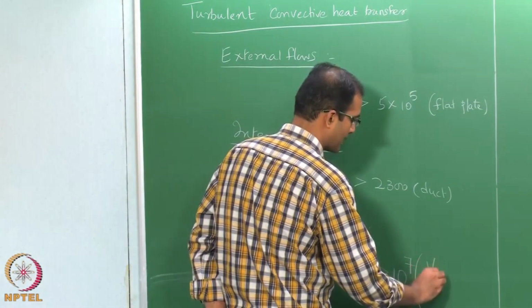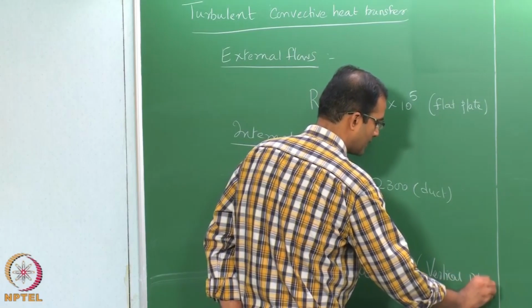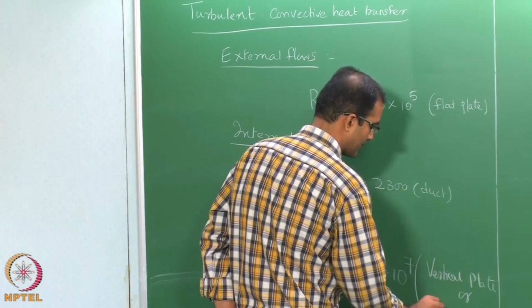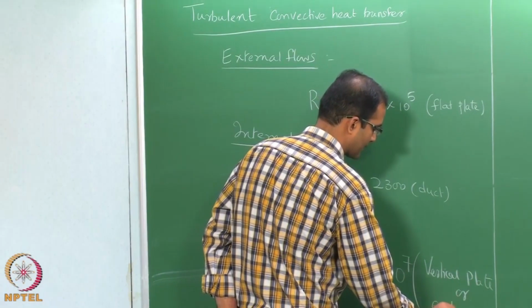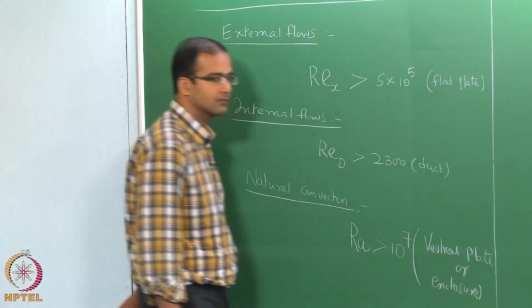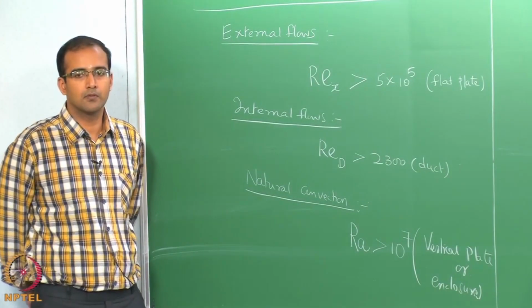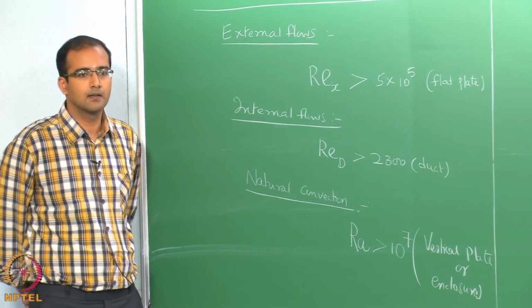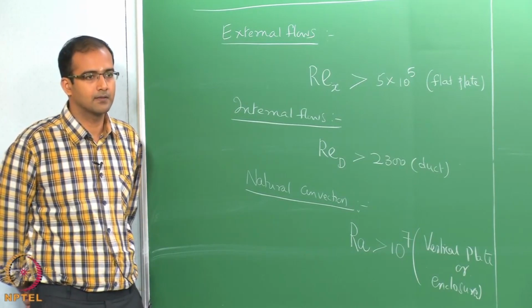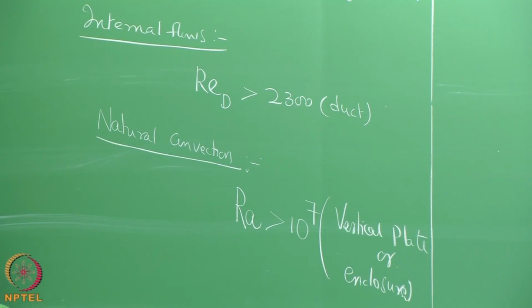So, this could be a vertical plate or an enclosure, a cavity. This is the natural convection in a cavity. That is why in the project I have asked you to work at Rayleigh numbers less than 10 power 7. Up to 10 power 6 it is still laminar.